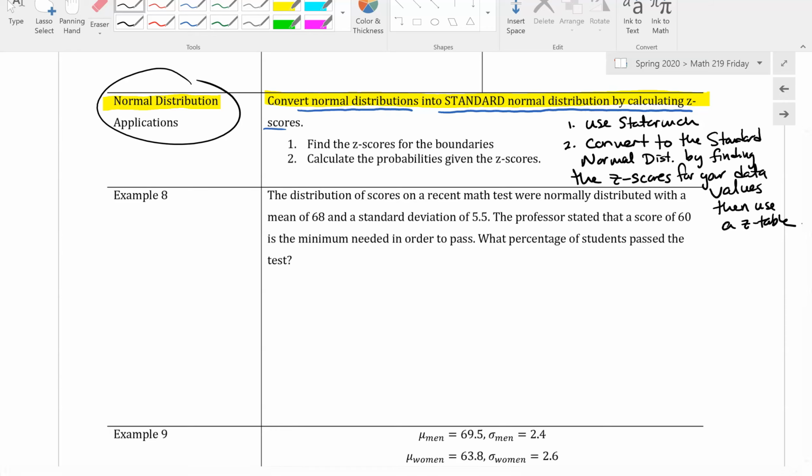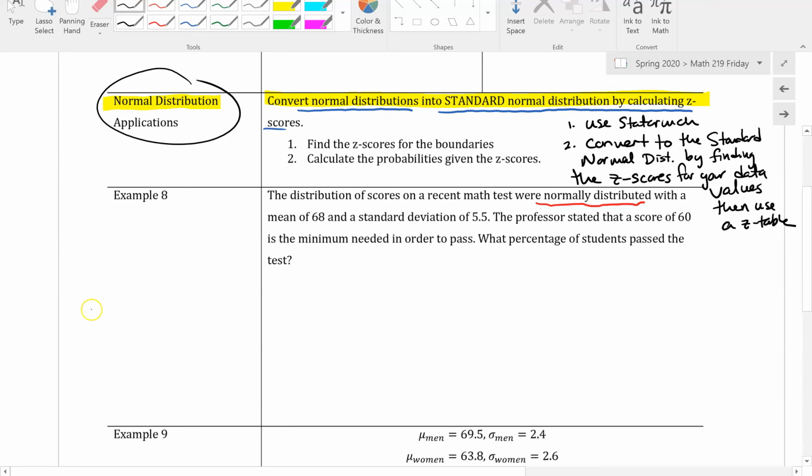Okay, so this says the distribution of scores on a recent math test were normally distributed. Again, we have to know the type of distribution to know what formula to use. So it says there was a mean of 68 and a standard deviation of 5.5. The professor stated that a score of 60 is the minimum in order to pass. What percentage of students passed that test?